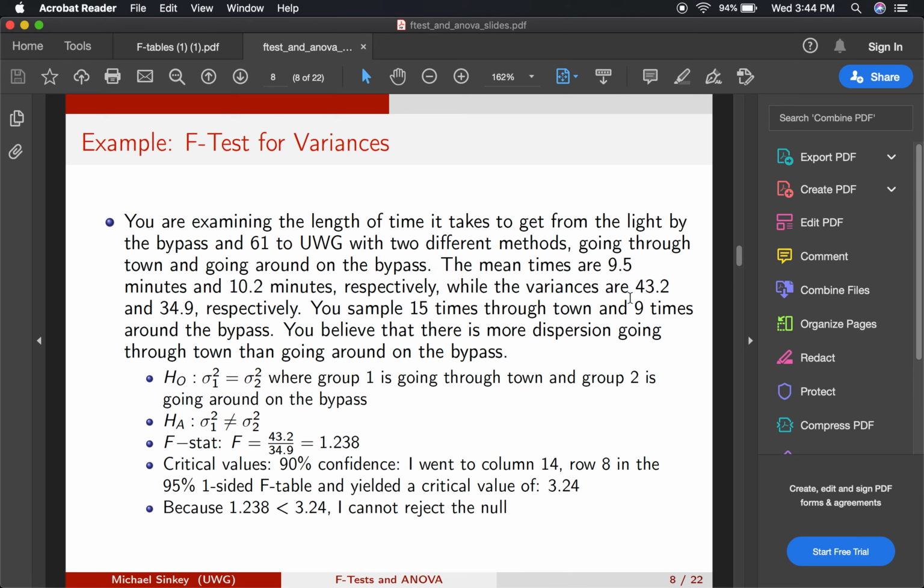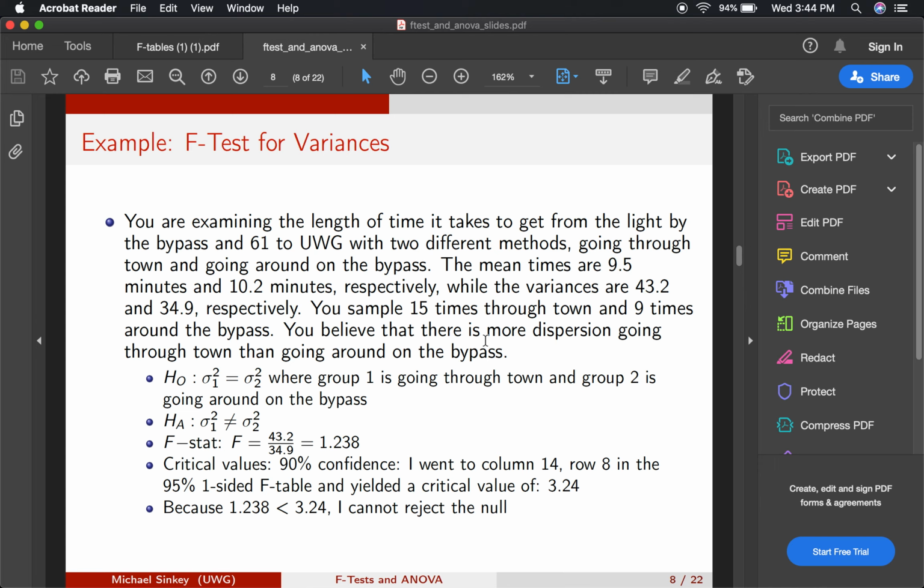All right, and we are just going to do a two-sided hypothesis. It should say two-sided hypothesis, and we'll fix the more dispersion. It should say that there is a difference going through town than on the bypass. So I'll fix that for the slides. All right, so we're doing a two-sided hypothesis test. The null is that they're equal. The alternative is that they're not.